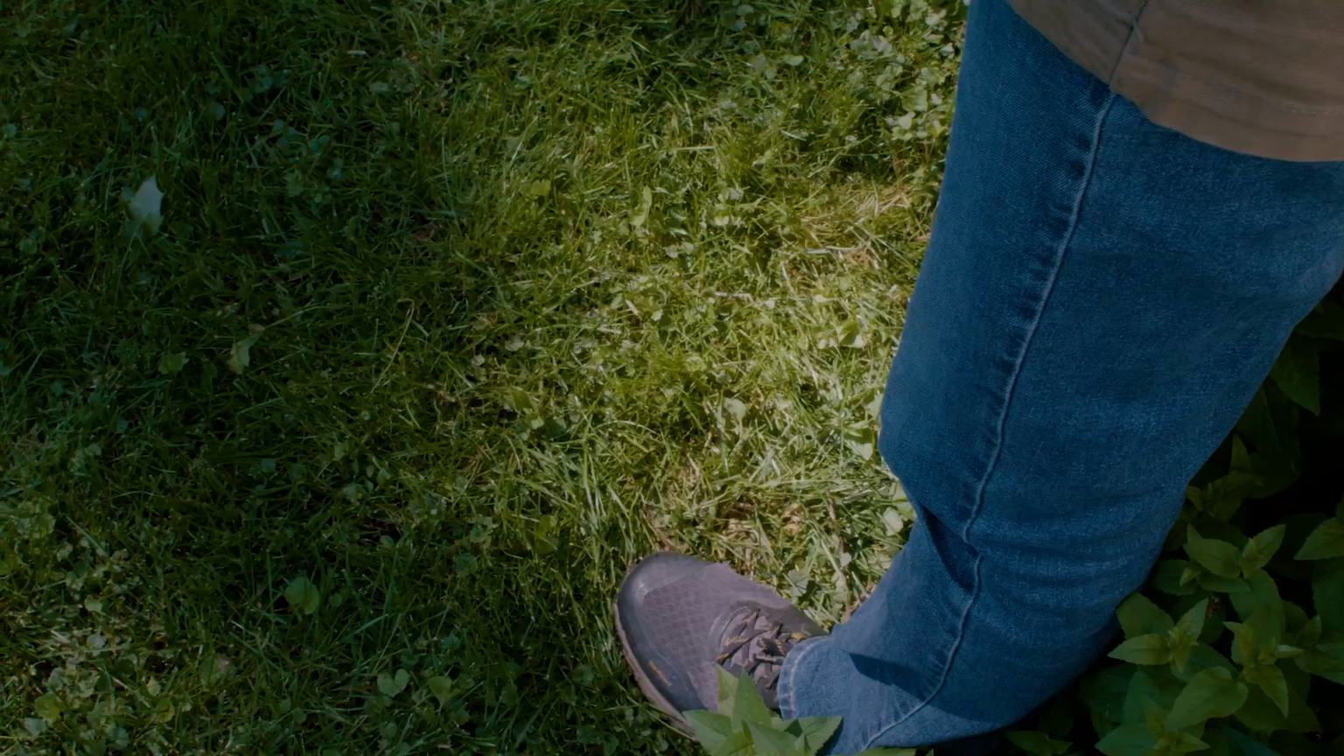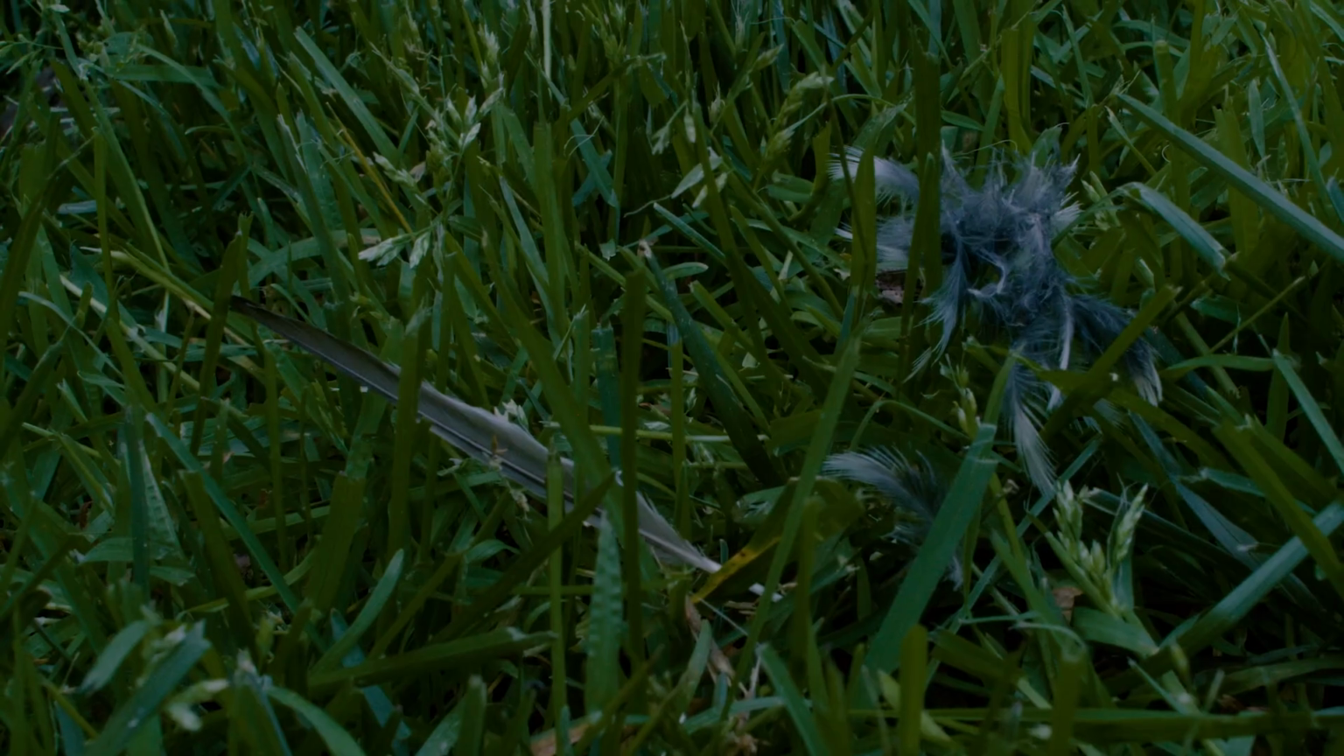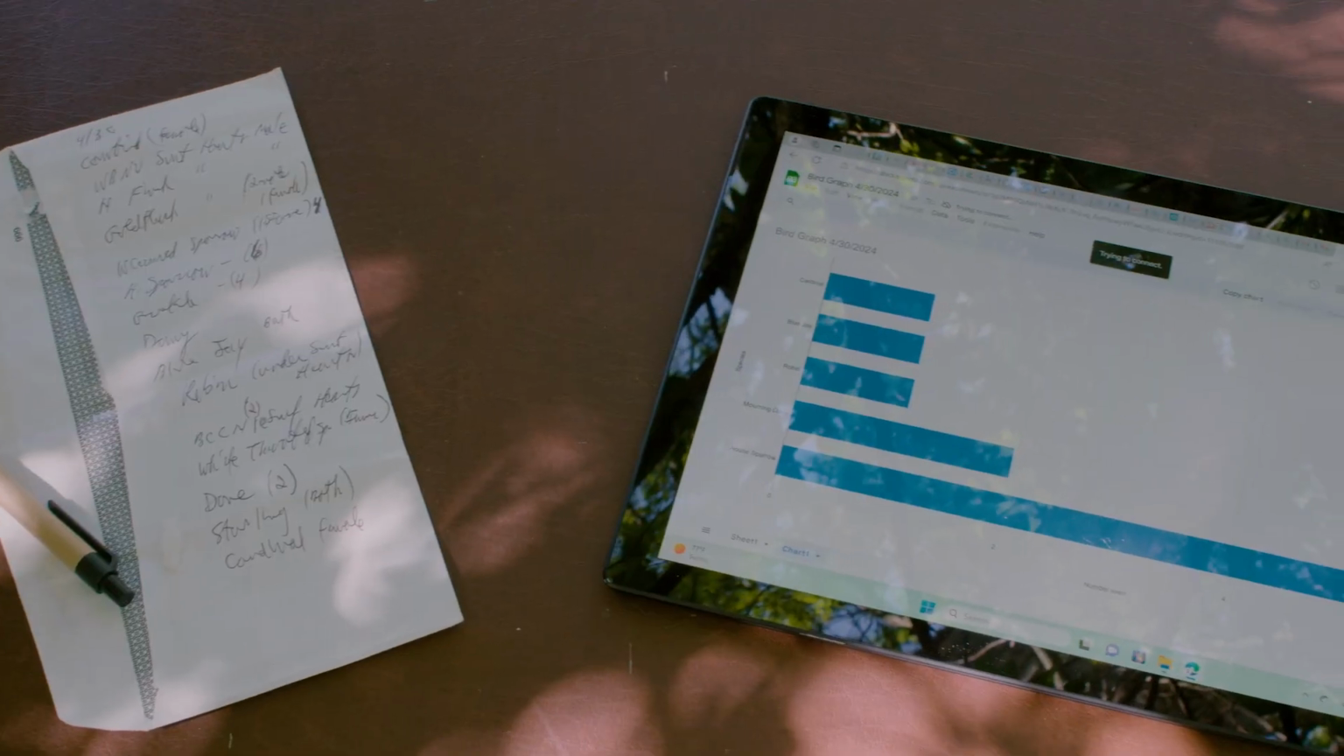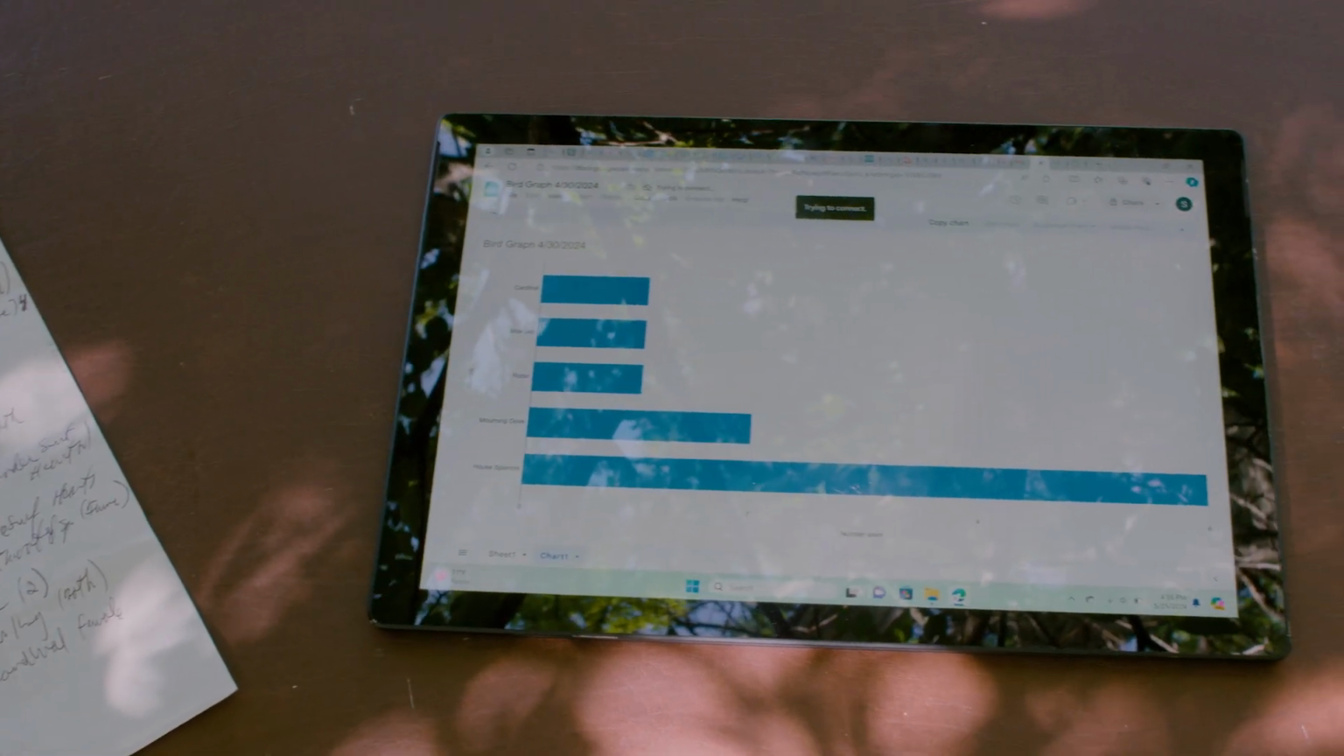Today we are going to practice becoming a citizen scientist. Not only will we record what we see, but we're going to practice reading and writing information in charts and graphs. So grab something to write with and a piece of paper and let's get started.